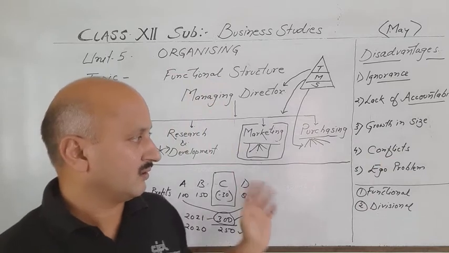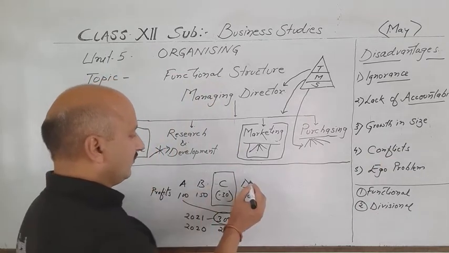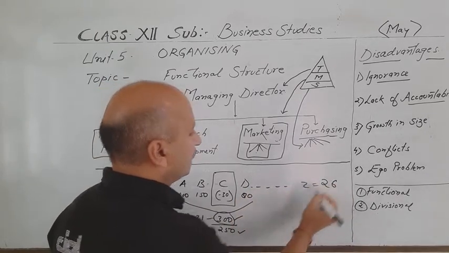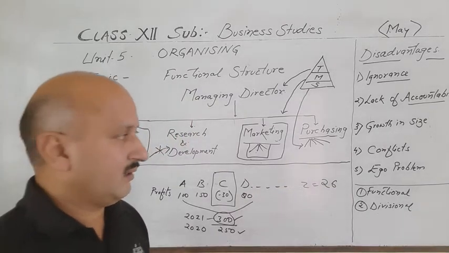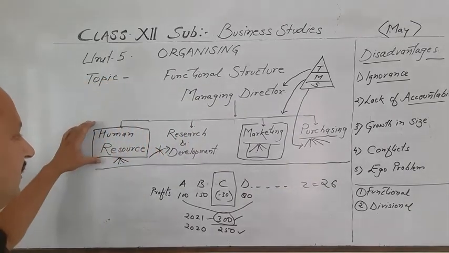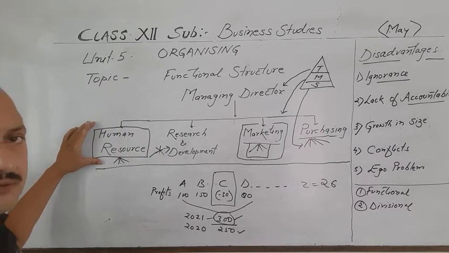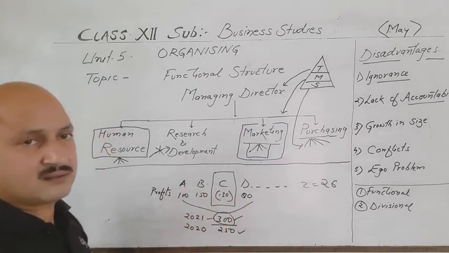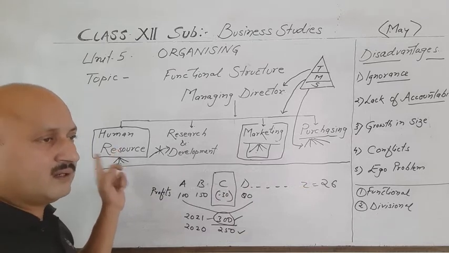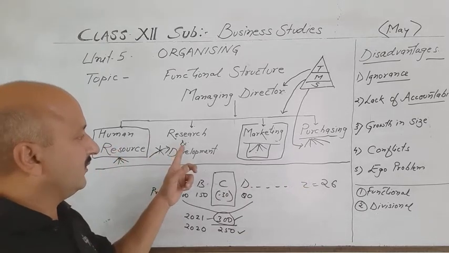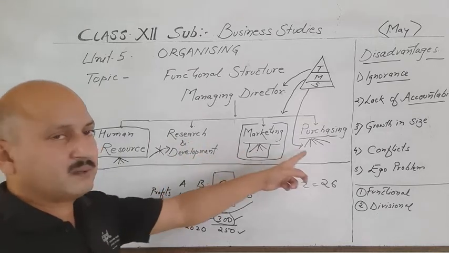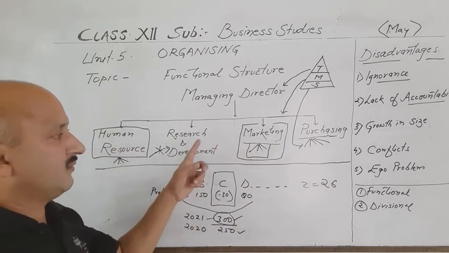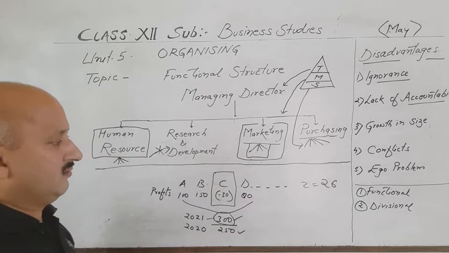Next point is growth in size. When the organization grows in size, suppose here we have only 4 products, it may go up to Z, or we can say 26 products. Then every day the human resource manager or this function has to check the files of all the products. Means 26 files will be signed by him every day. Similar with research and development and marketing and purchasing. So the workload of every individual functional head will increase. So it is a limitation.